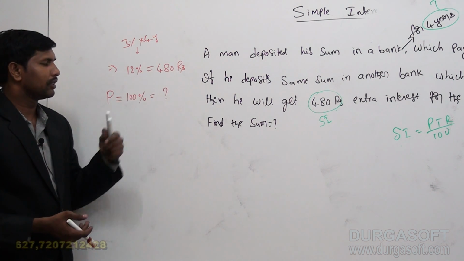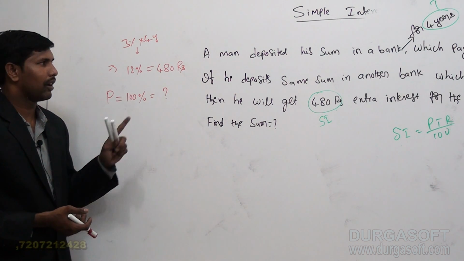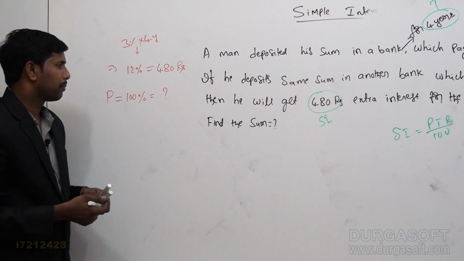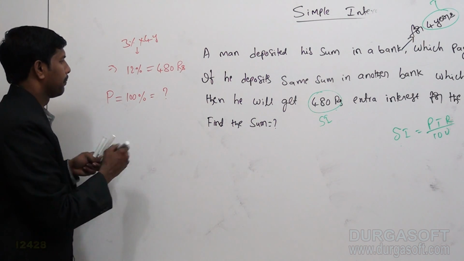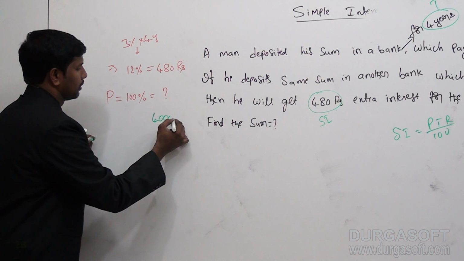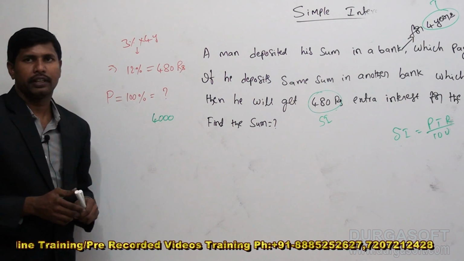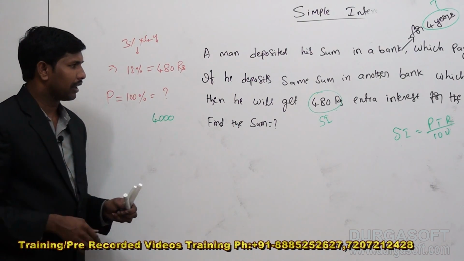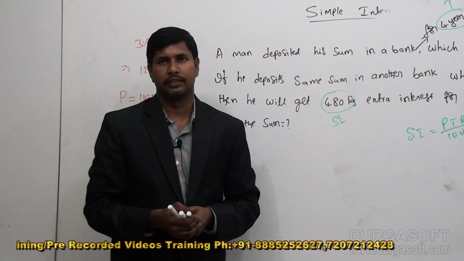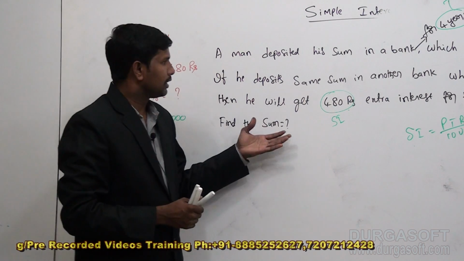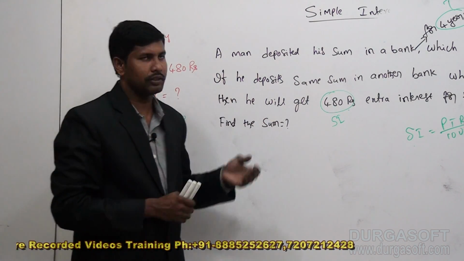So 12% is 480 means 1% value is 40 and 100% value is simply 4,000 rupees. Now you can check: 12% of 4,000 is simply 480 rupees. So from this you can understand the required answer. So this is how you can answer this question.